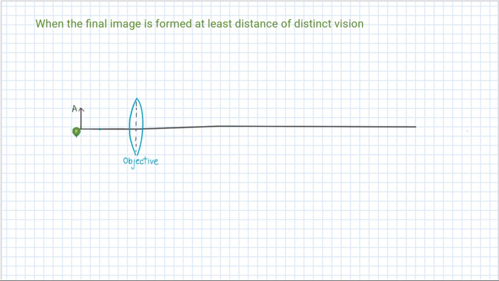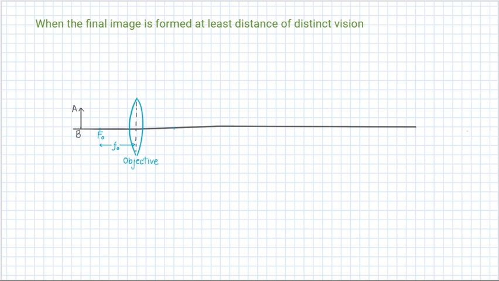This object AB is placed beyond the focal length of the objective. For the focal length, you can consider this point as the principal focus of the objective. Let me write it down: F suffix O. If this is F suffix O, then this distance represents the focal length of the objective. And your object AB is placed beyond the focal length.